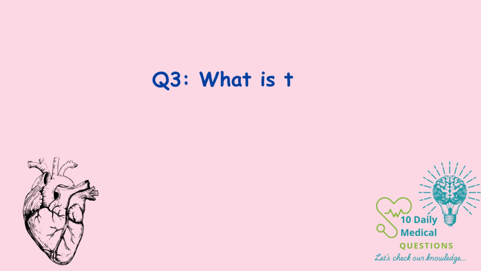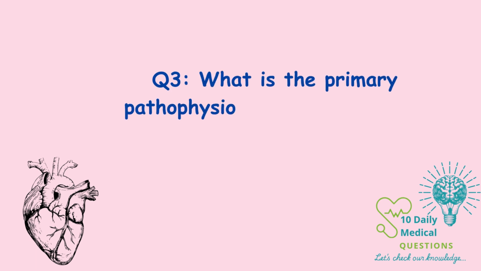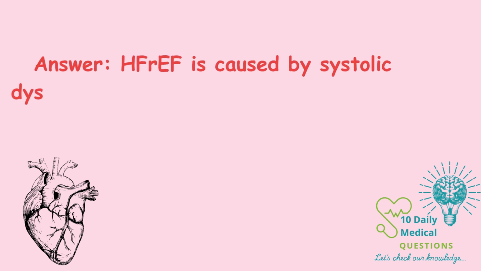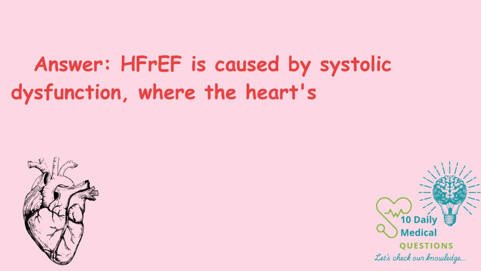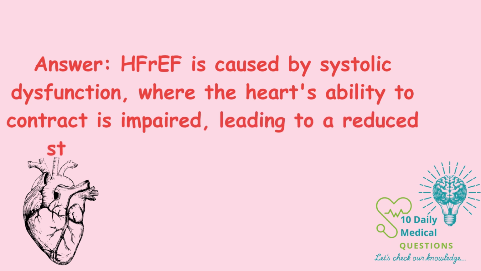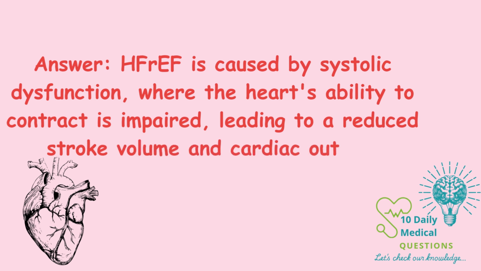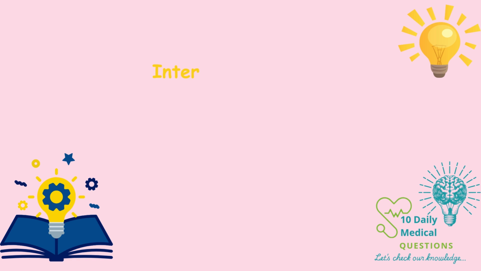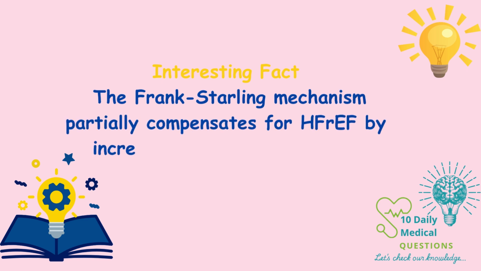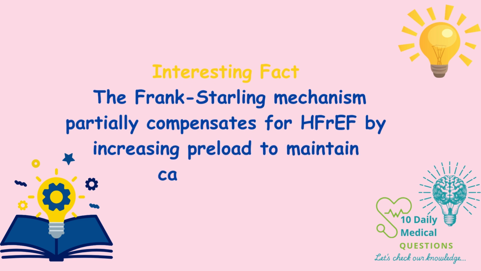Question 3. What is the primary pathophysiology behind heart failure with reduced ejection fraction? Answer. Heart failure with reduced ejection fraction is caused by systolic dysfunction, where the heart's ability to contract is impaired, leading to a reduced stroke volume and cardiac output. Interesting fact, the Frank-Starling mechanism partially compensates for heart failure with reduced ejection fraction by increasing preload to maintain cardiac output.